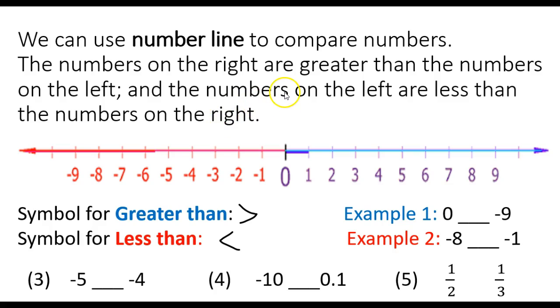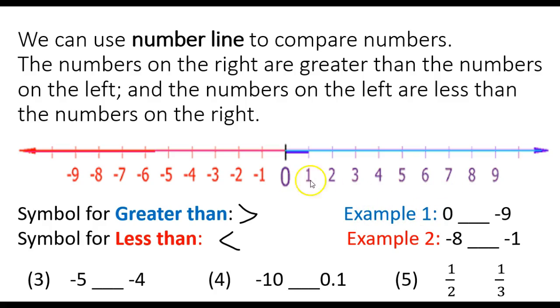We can use a number line to compare numbers by graphing the numbers, that is putting a point that has that number on a number line, and then we look at them from left to right. Any number on the left is less than any number on the right. For example, this is the symbol for greater than and this is the symbol for less than.